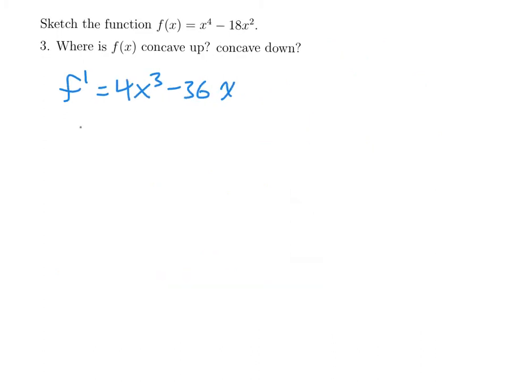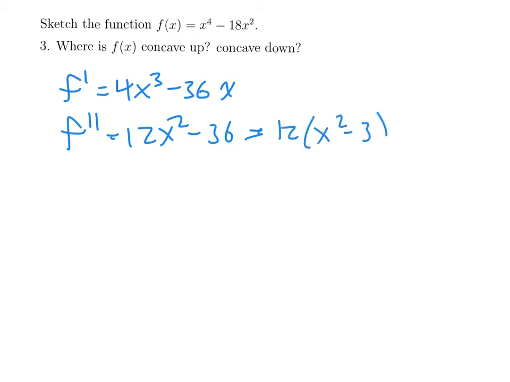Concavity is controlled by the second derivative, and to figure out where the second derivative is positive and negative, we're going to once again want critical points, this time for the second derivative, and they're at plus or minus root 3.